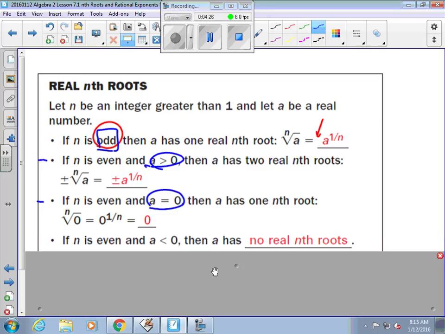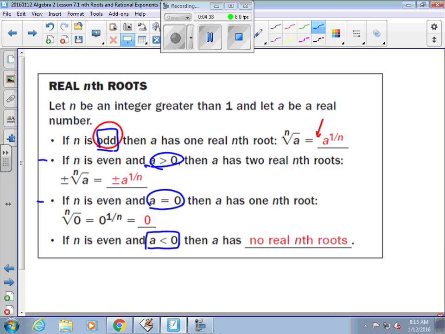And then again, if n is even, but in this situation a is less than 0. So this is talking about negative numbers. There are no real nth roots. We know there are no real roots for the same reason that there's no real square root of -4. There is no real number that gives you a square root of a negative number.